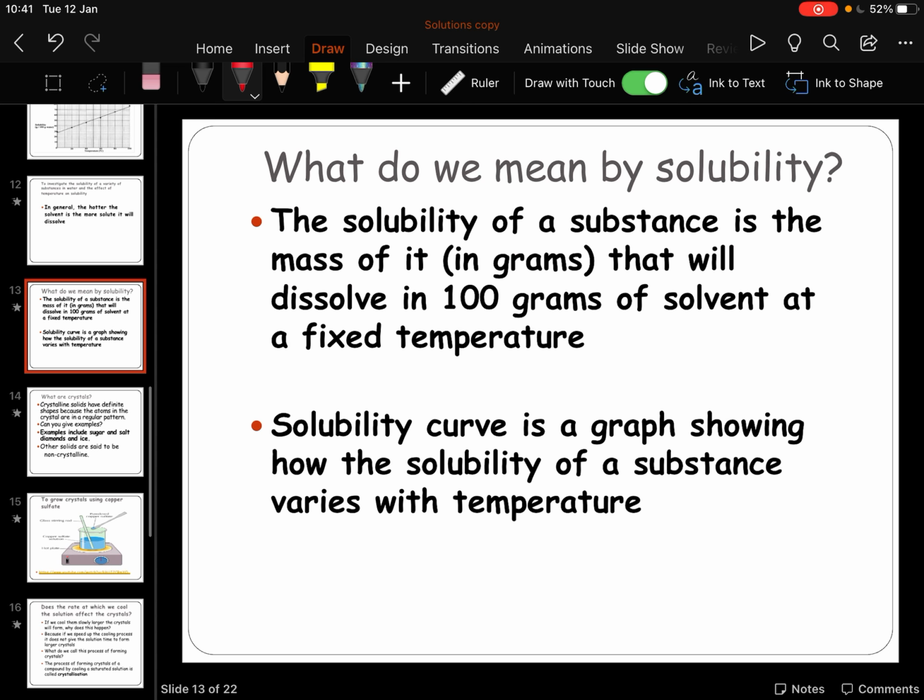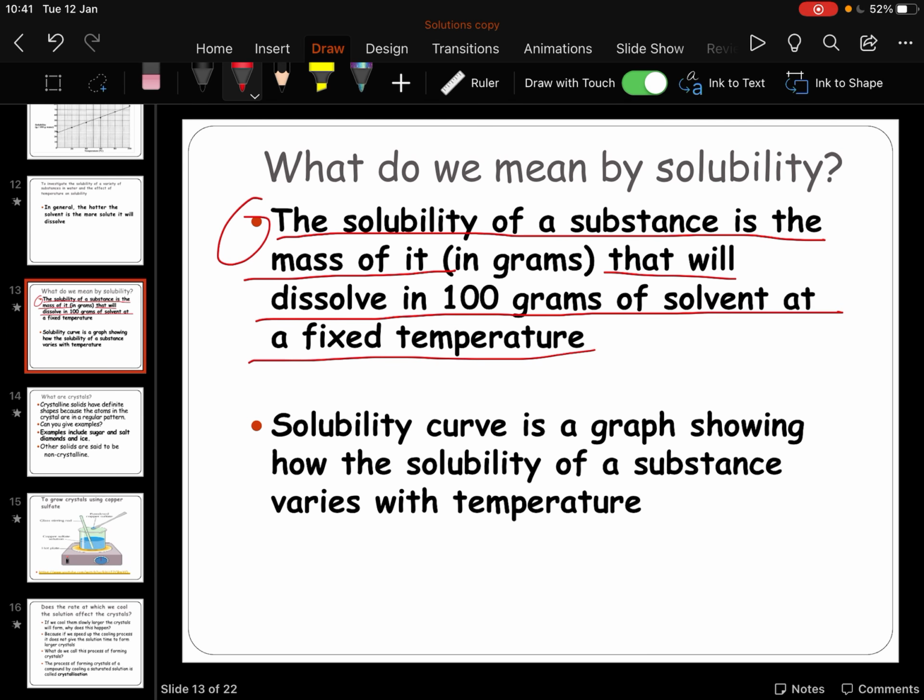So the solubility of a substance is the mass of it, in grams, that will dissolve in 100 grams of solvent at a fixed temperature. The solubility curve is a graph showing how the solubility of a substance varies with temperature. So the solubility of a substance is the mass that will dissolve in 100 grams of solvent at a fixed temperature, and the solubility curve is a graph showing how solubility varies with temperature.